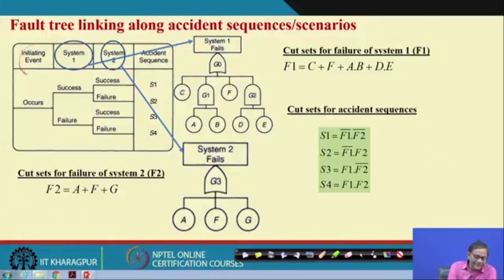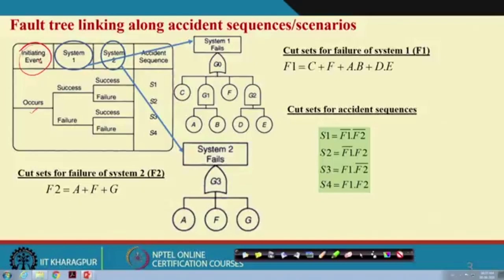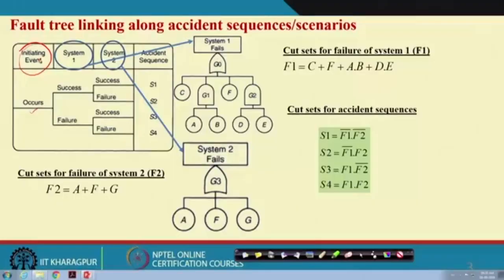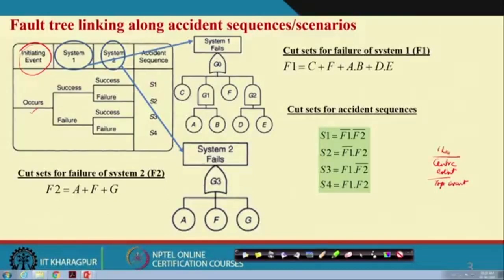So, initiating event. In event tree, the starting point is the initiating event. Initiating event should occur. If you go back to bow tie, then you will find this is the event which is the top event in the fault tree. So that is the linking point, and in bow tie this event is also known as center event. So in fault tree it is top event, and in event tree it is initiating event.